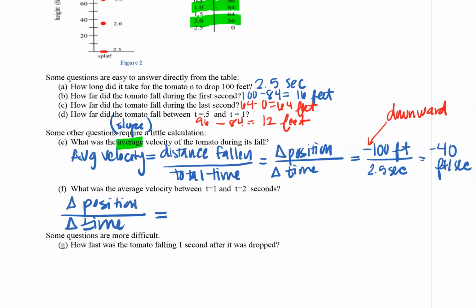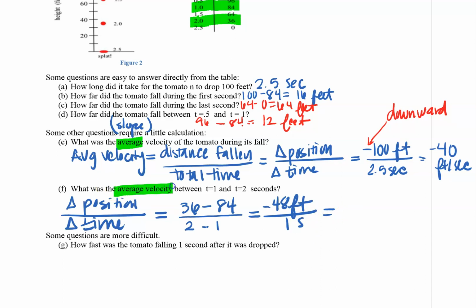So at 2 seconds, I went from 2 seconds minus my 1 second, and at 2 seconds we were at 36 feet minus our 84 feet. Doing some small subtraction, that gives me negative 48 feet over 1 second. And so that tells me that the average velocity is negative 48 feet per second.